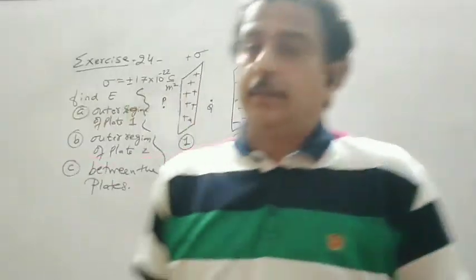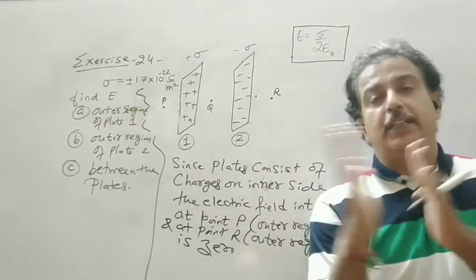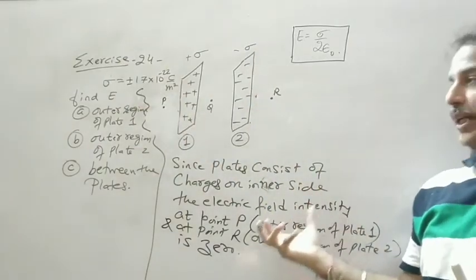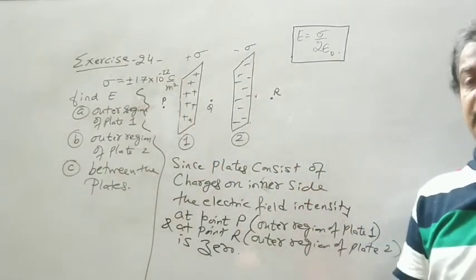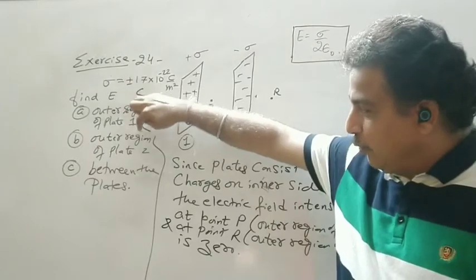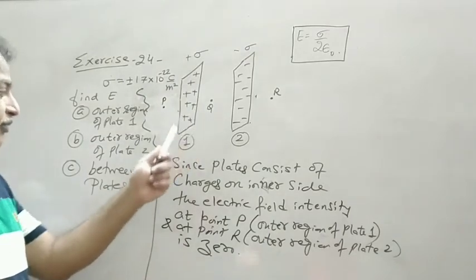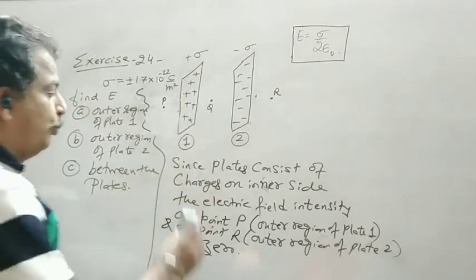Here, because the inner faces are positively and negatively charged, the outer surface will have no charge, and therefore the electric field intensity in the outer region of plate 1 and in the outer region of plate 2 is 0. Now we have to find out the electric field intensity between the two plates.